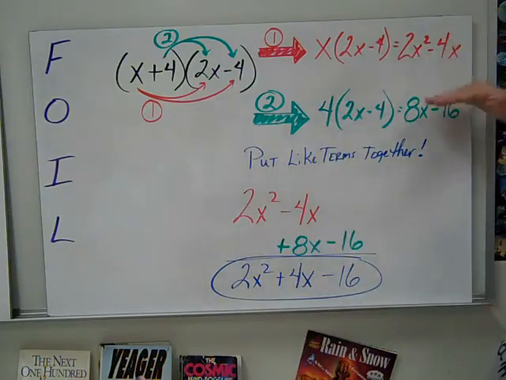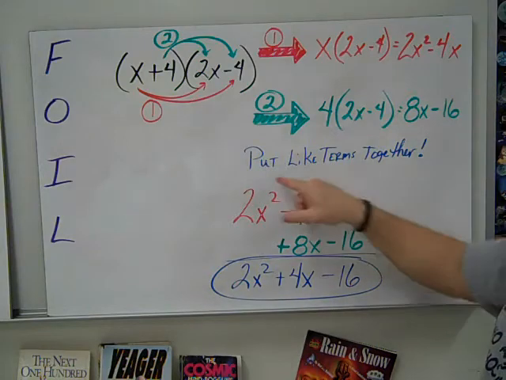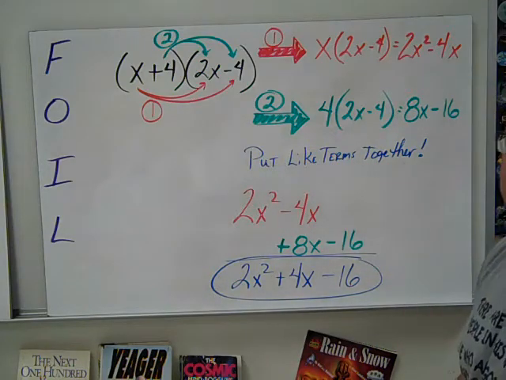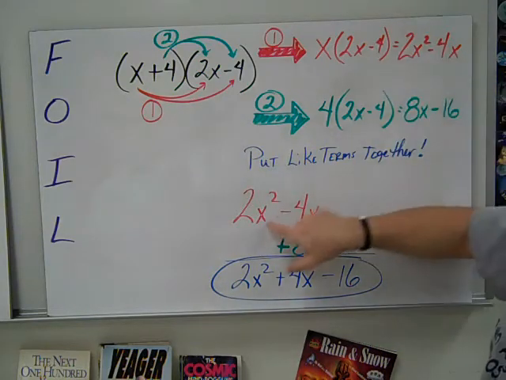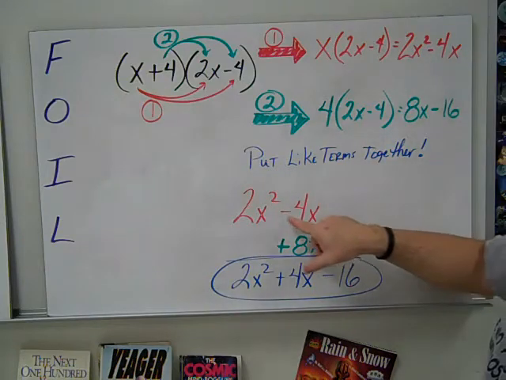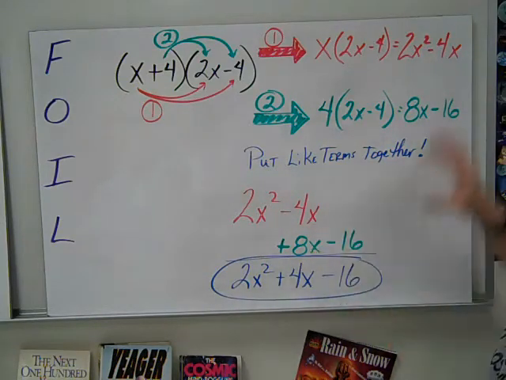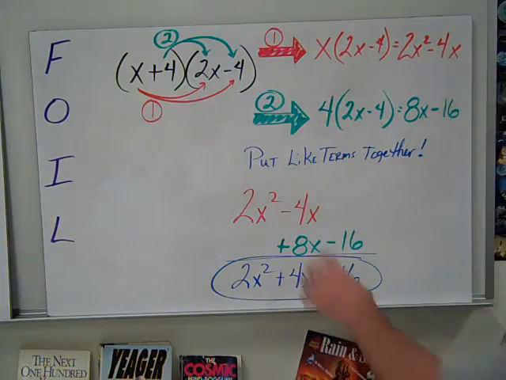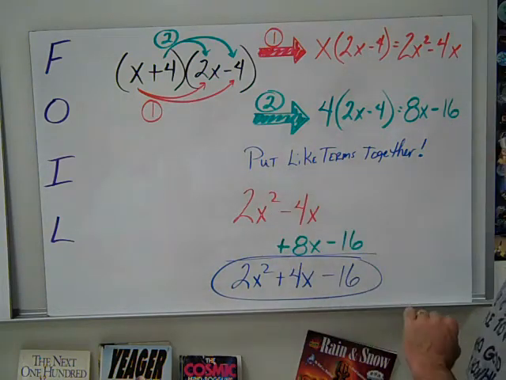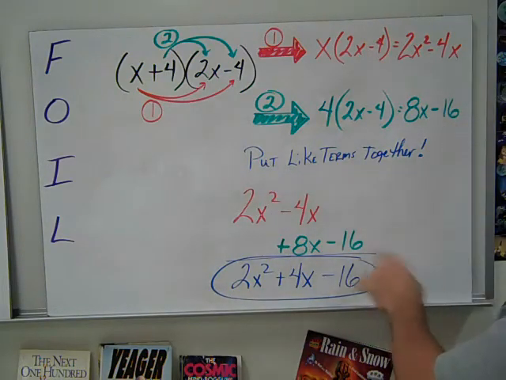Now, once you get to here, you start looking for your like terms. So we're going to put our like terms together. We have a 2x squared. There's no other 2x squared. We have a negative 4x and a positive 8x from those two problems. Those combine because they have the x in common. We have a negative 16 at the end.